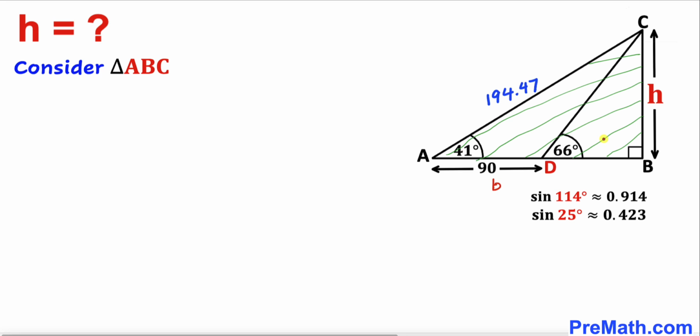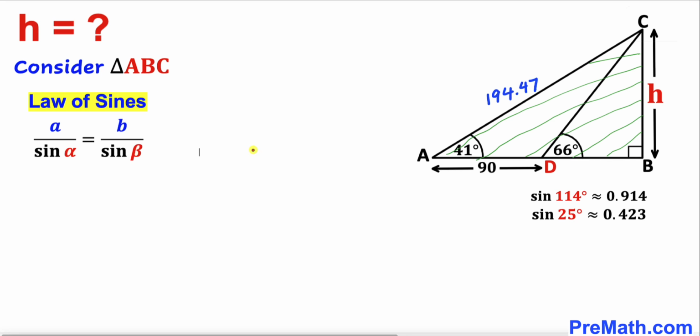Let's focus on this big right triangle ABC. And now let's recall this law of sines: A divided by sine of alpha equals B divided by sine of beta. In our case, this time I'm going to call our angle alpha 41 degrees, and this is our angle beta, which is obviously 90 degrees. Then this opposite side is going to be our side A, which is H, and opposite to this angle beta is going to be this side B. Let's fill in the blanks in this formula.